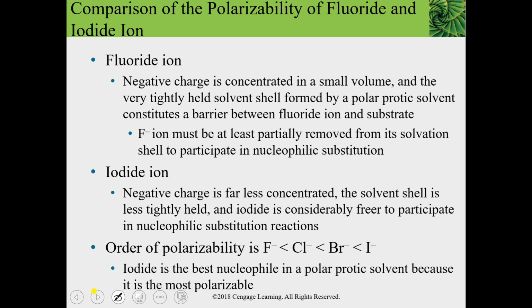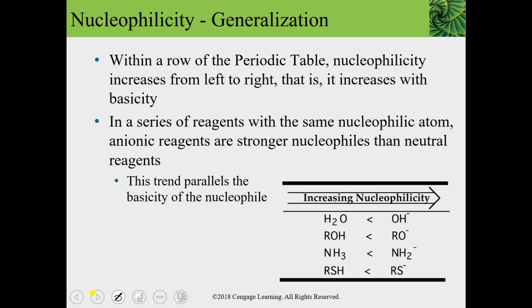I want you to go through each individual ion and see how the negative charge on the ion is affected by whether or not it's protic or aprotic solvents. So our generic trend is that good leaving groups, good nucleophilicity increases left to right on the periodic table.